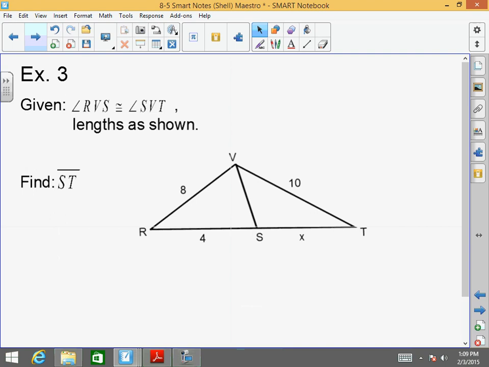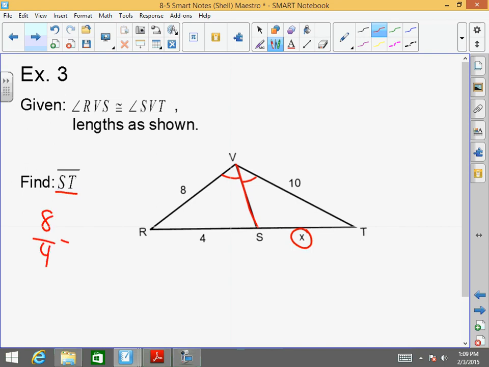Example 3. Given that angle RVS is congruent to SVT, oh, wait a second. If that's the case, then I know that SV is an angle bisector, isn't it? Has to be. Yes, sir, my brother. Oh, okay, you got it. You want to find ST, which is X. Talk to me, my man.